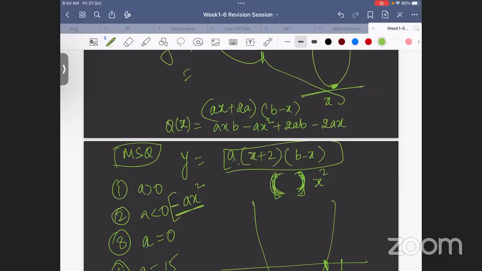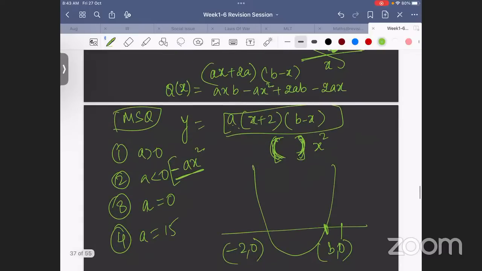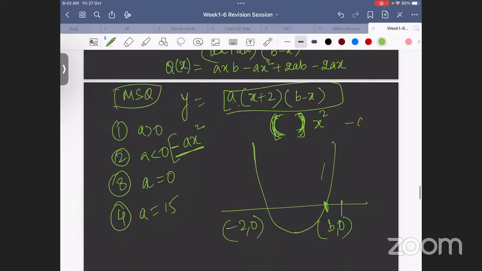Now tell me, what is the coefficient of x square, the leading term? Which is the leading term out of these 4 terms? Minus a x square. Correct. To get the plot upward, what should be the value of the coefficient of x square? Minus a should be greater than 0. So a should be less than 0. Is this clear to everyone?